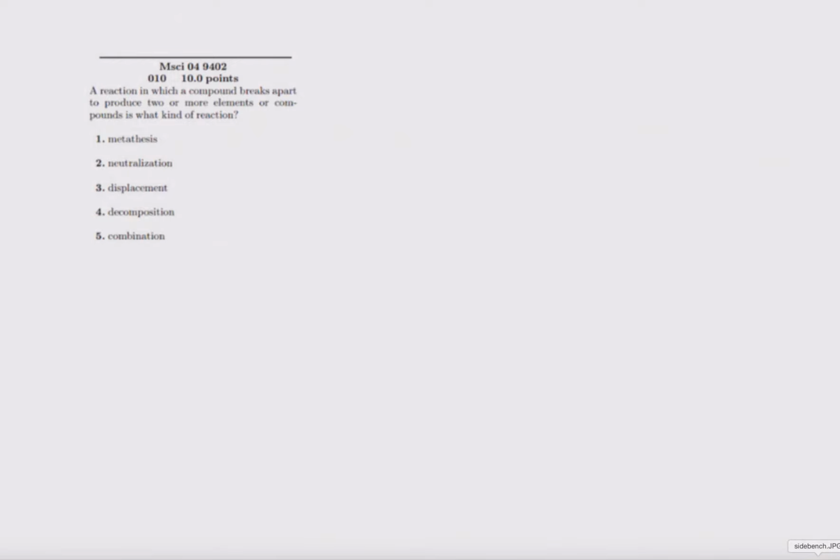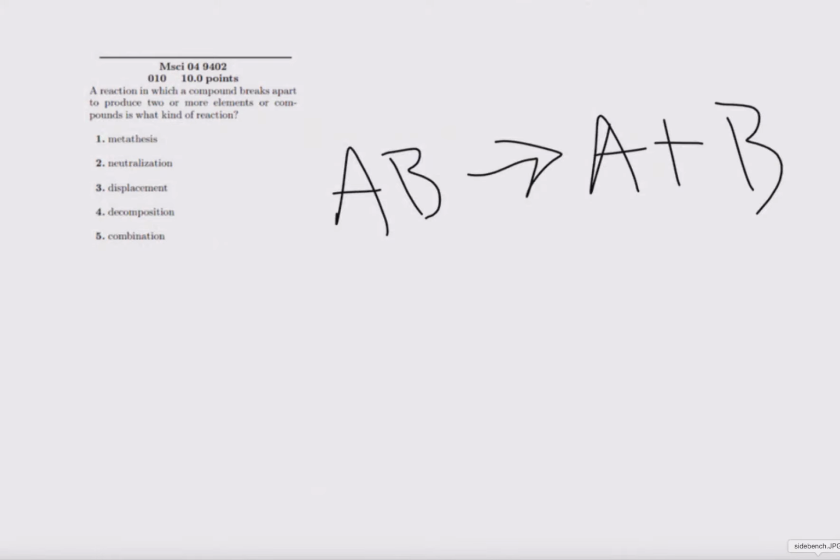A reaction in which a compound breaks apart. So we start with AB and we end up with A plus B, or something that looks roughly like that. The key here is we only have one thing on the left-hand side, the opposite of synthesis, which is called decomposition.